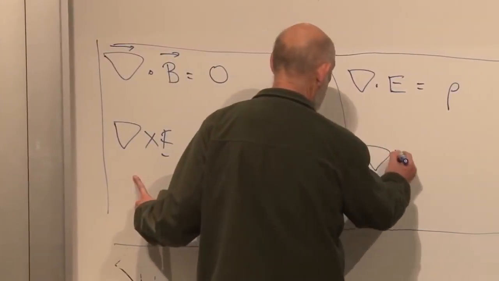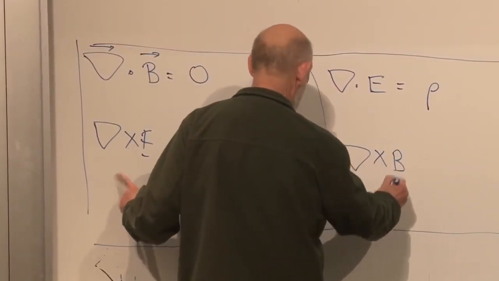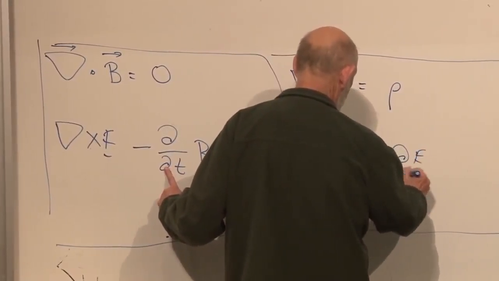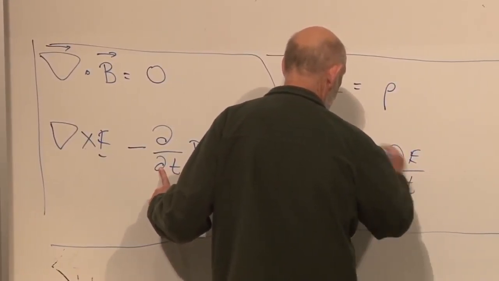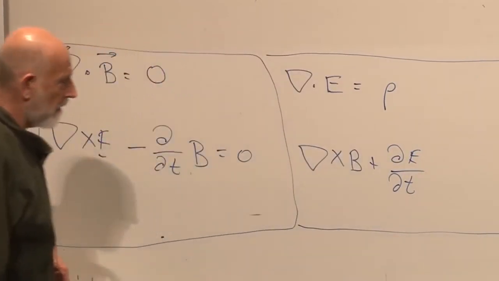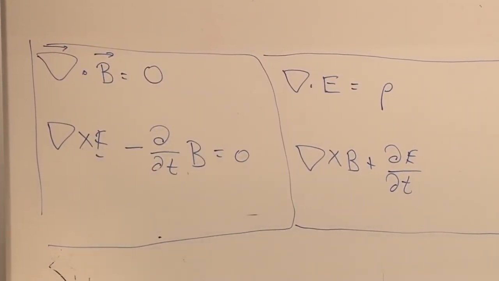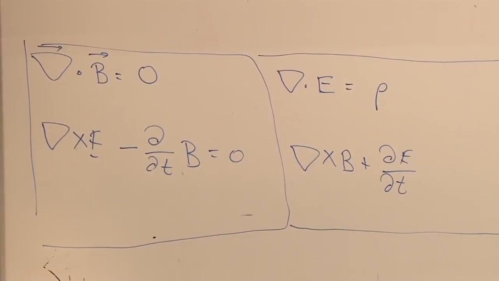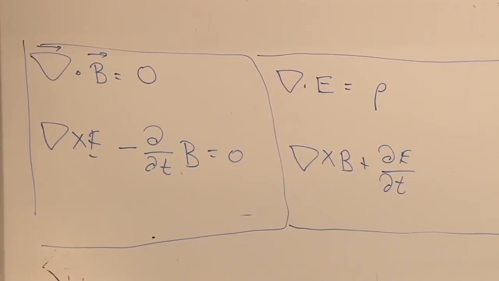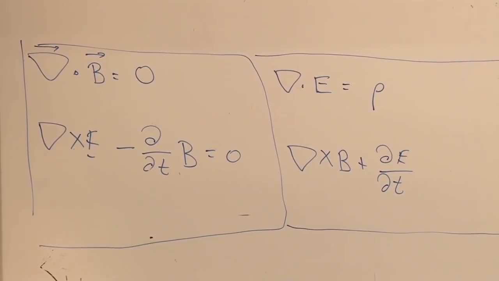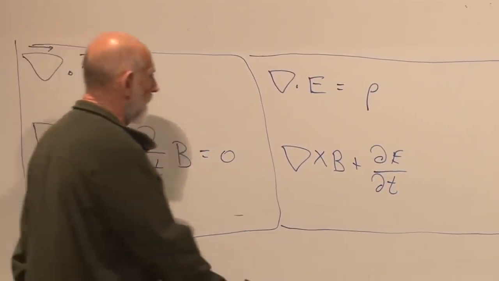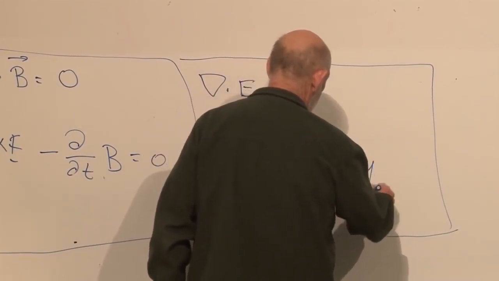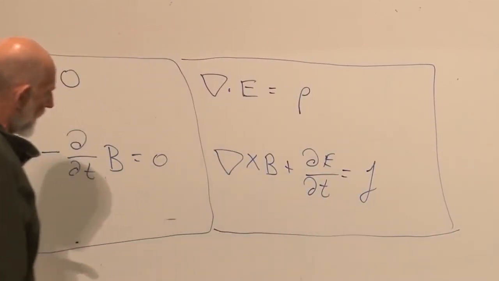It's del cross B plus dE by dt. And what is it equal to? The current density. I will tell you in a moment. So far, we're just going to give it a name. We're going to call it J. Now, what kind of quantity is J?